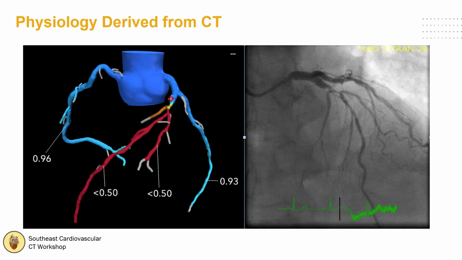Another major advance is in the integration of physiology with anatomy. Using computational modeling, we can derive vessel-specific physiology directly from the CTA dataset, and this allows us to understand not only where disease is located, but also whether it is functionally significant. As you can see in this case, you have proximal LAD disease, and there is a significant translesional pressure drop over here. You have this abrupt change from blue to red. And as you can see on the right, it correlates really well with what we see on the angiogram.